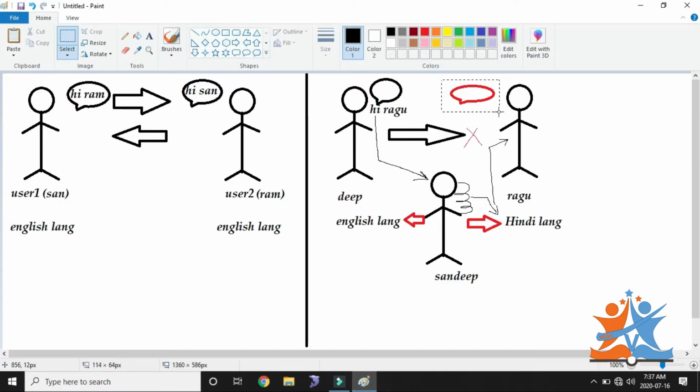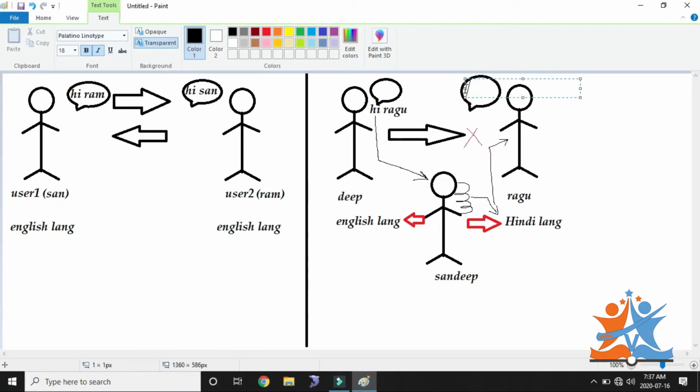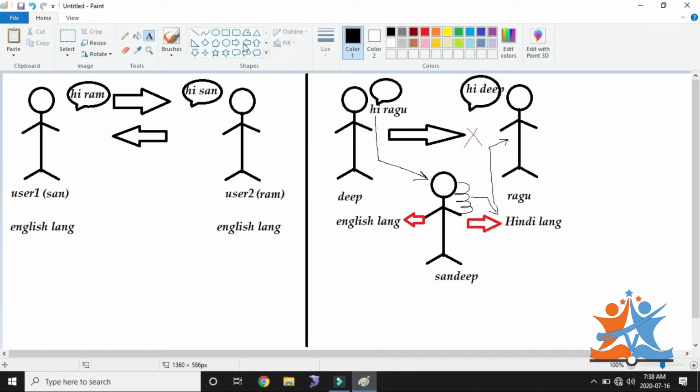At that time, Raghu says one message in Hindi, like "Hi Deep." So the Hindi formatted information given to Sandeep will be processed.